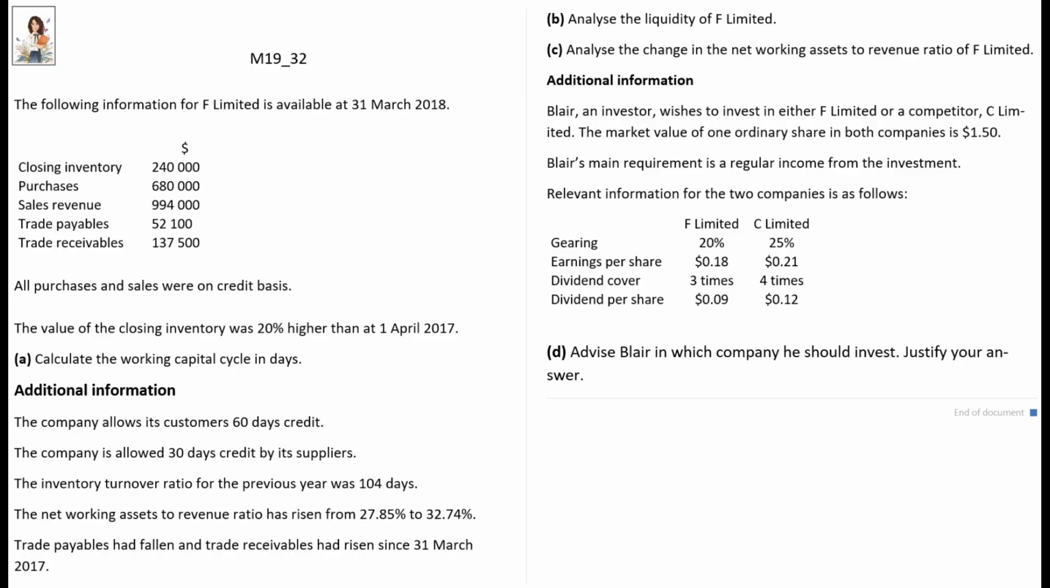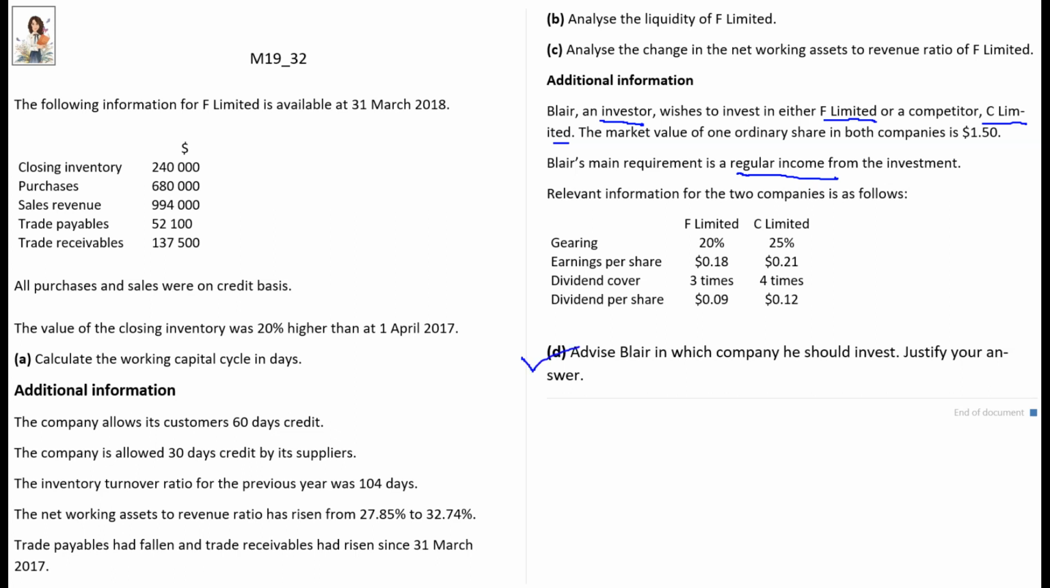Next, they have told us that Blair is an investor who is wondering whether he should invest in F Limited or C Limited. His main requirement is a regular income from the investment. That means he is looking for a company with good profitability and which pays regular dividends. So they have given us information regarding the two companies, that is the gearing ratio, earnings per share, dividend cover ratio, and the dividend per share ratio.